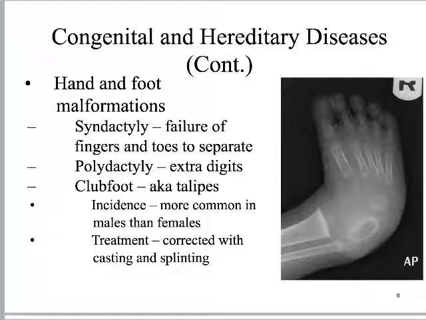Another example is polydactyly. This means extra digits. This is found frequently in a gene set that's associated with certain ethnicities in Russia. So we don't see it quite as much in this country, but in other parts of the world, it is more common. And then finally, clubfoot or talus.